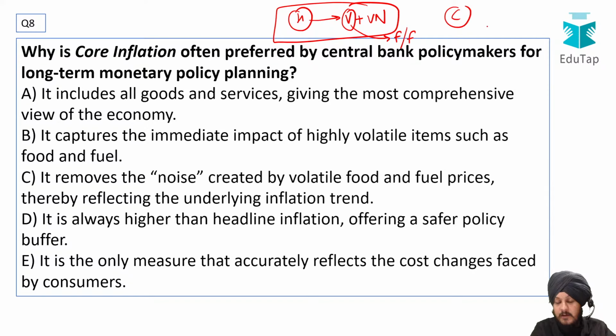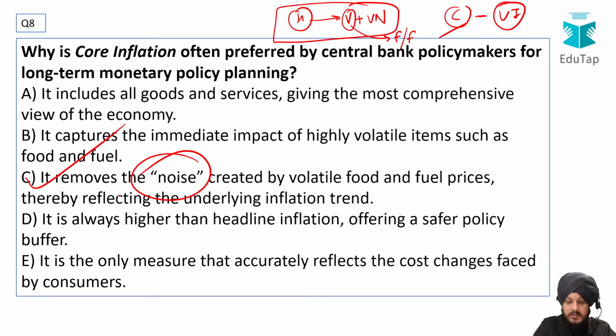But unlike headline inflation, core inflation removes these volatile items, right? So that is something that it does. Based on that, C is going to be the correct answer to this question because it removes the noise created by volatile food and fuel prices, thereby reflecting the underlying inflation trend, right? So this is what it does. So C is going to be the correct answer to this question.